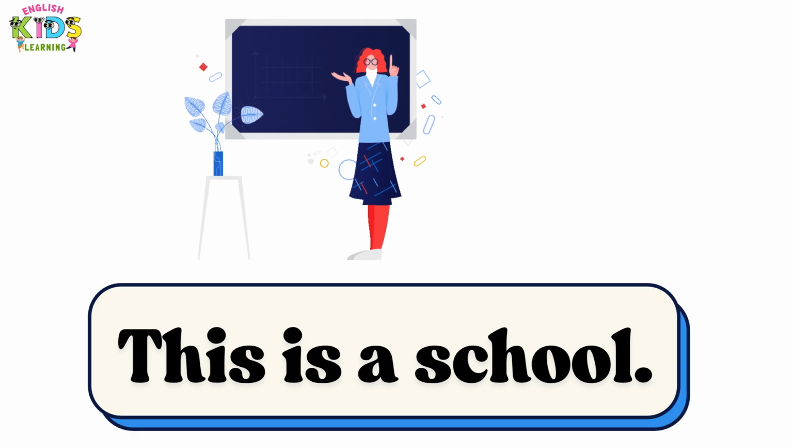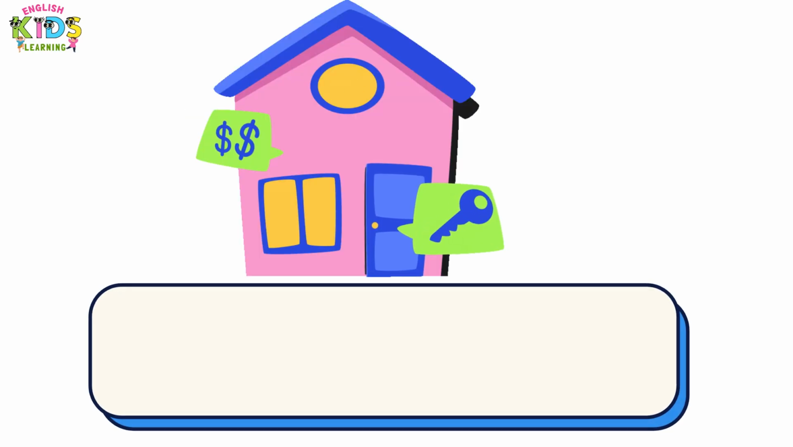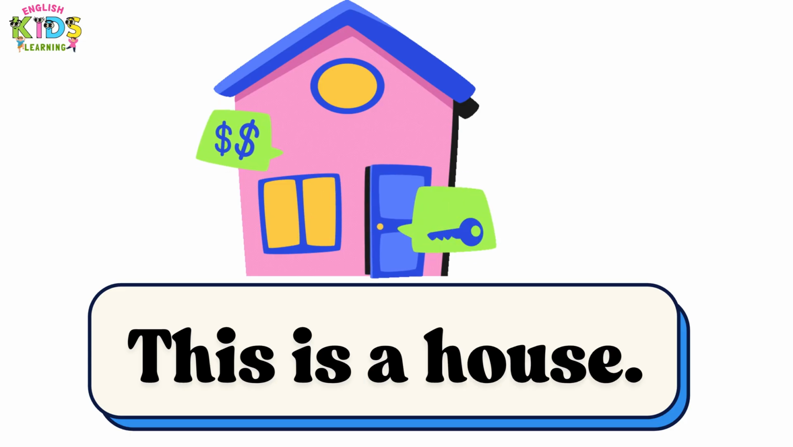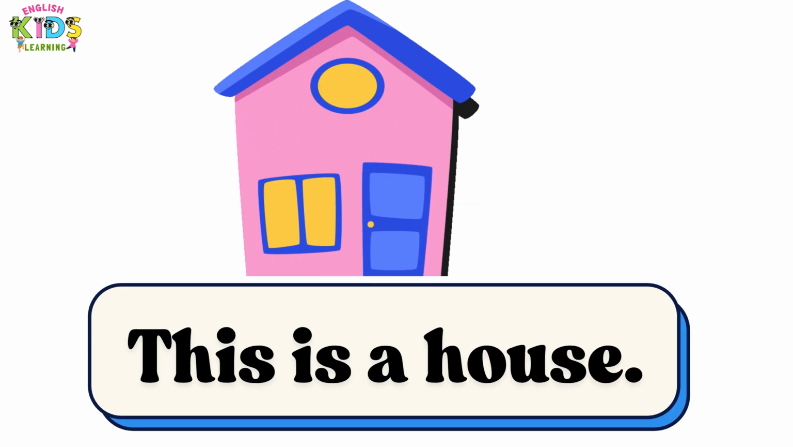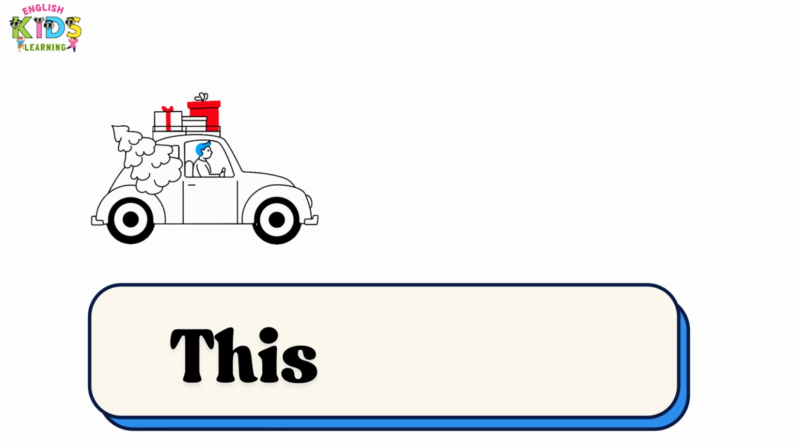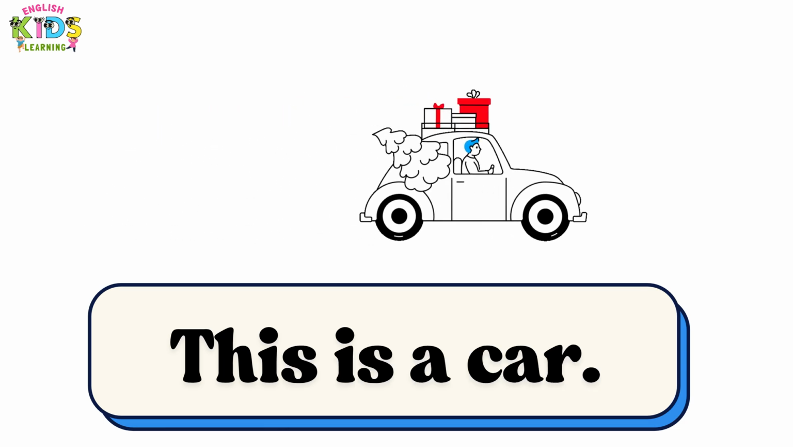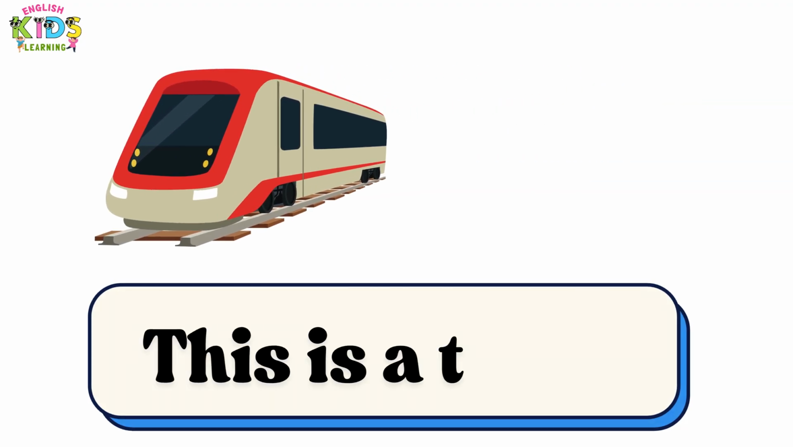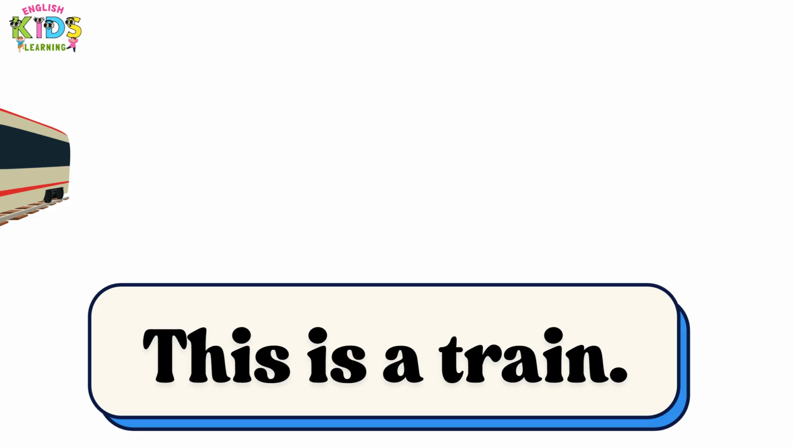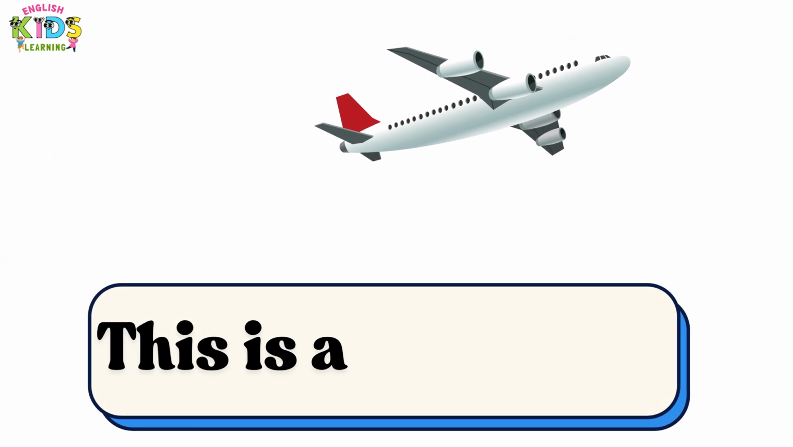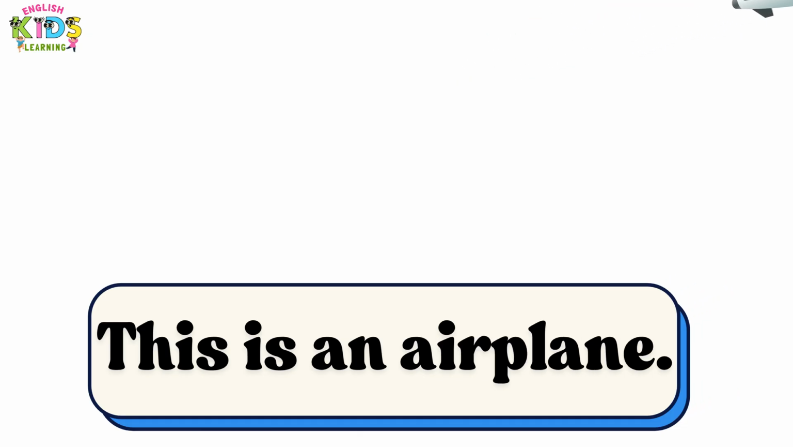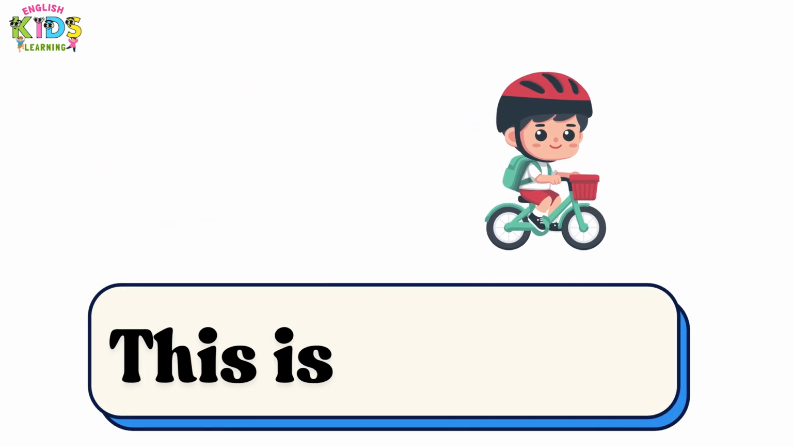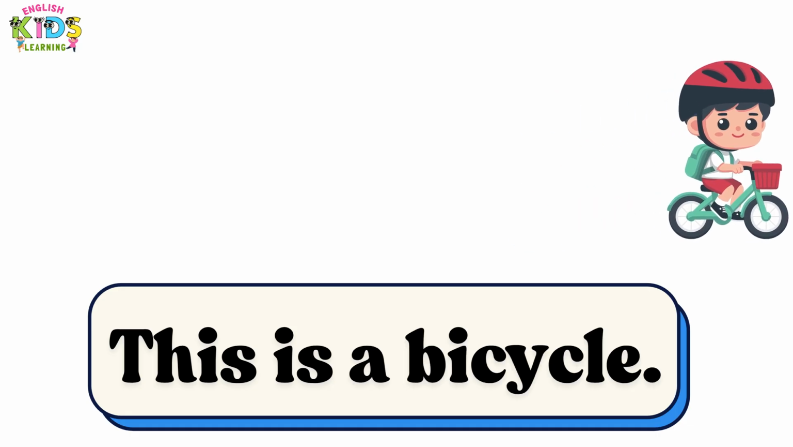This is a house. This is a car. This is a train. This is an airplane. This is a bicycle.